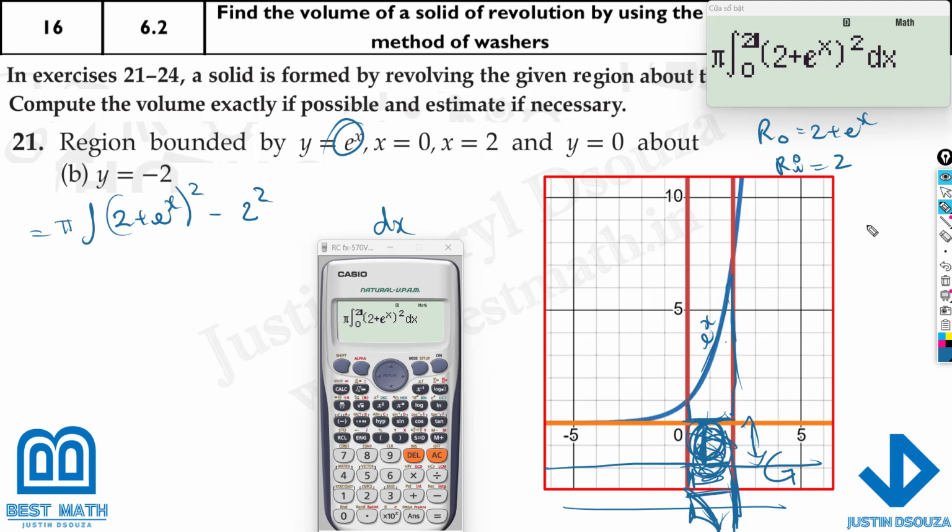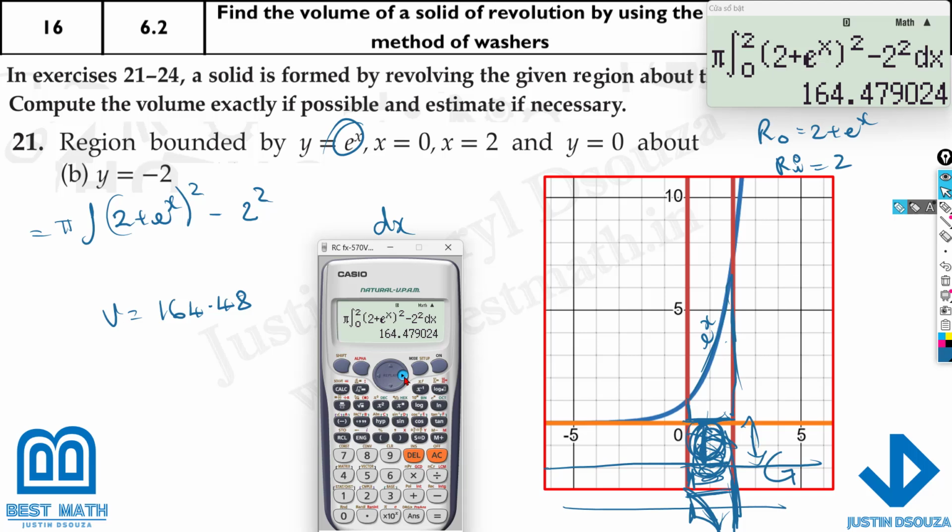Therefore, we write this -2. Now, I said that, but I forgot to write -2 here. So let me write it out. Here, this much -2 square. So the answer is 164.48, you can tell. So the volume is 164.48.